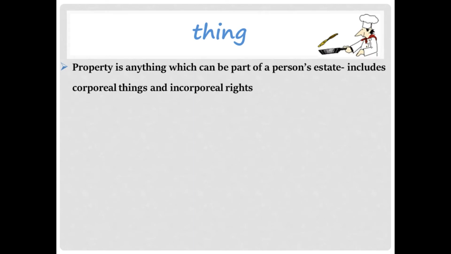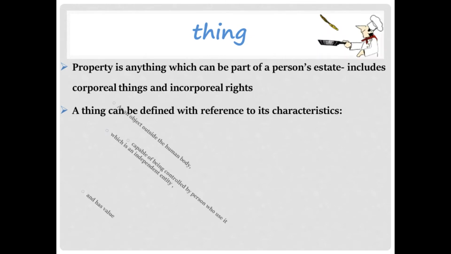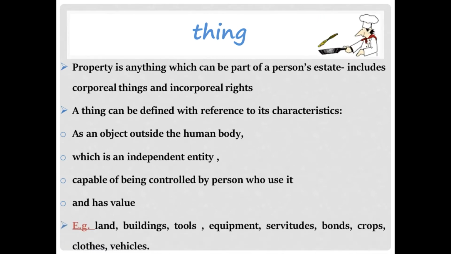What is a thing? Remember, property is anything which can be part of a person's estate, including corporeal things and incorporeal things. So, a thing can be defined with reference to its characteristics. It is an object outside the human body, which is an independent entity, capable of being controlled by a person who uses it, and it also has value. That is a thing. For instance, we have land, buildings, tools, equipment, servitudes, bonds, crops, clothes, vehicles. These are all examples of things.